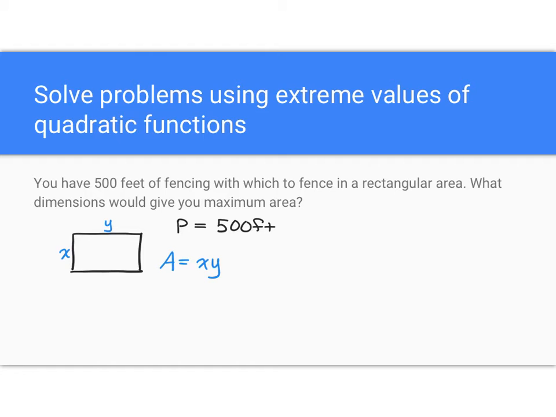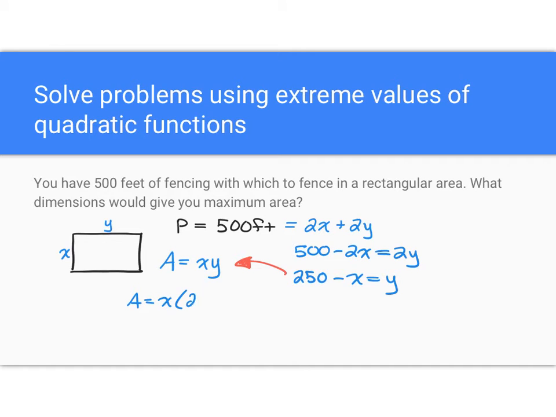That's where the perimeter comes in. We know the perimeter is 500 feet, and we know from the picture that that perimeter would be 2X plus 2Y. Right, so we could solve that equation for Y, for example. So we'd have 500 minus 2X is 2Y. So 250 minus X is Y. Right, now that can come over here and tell us that area is then X times (250 minus X).